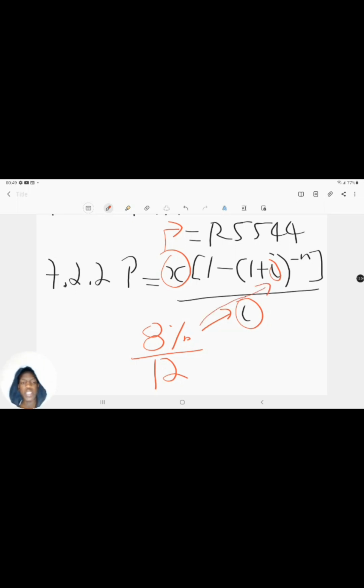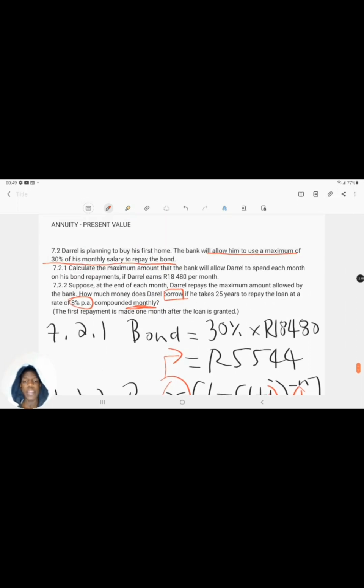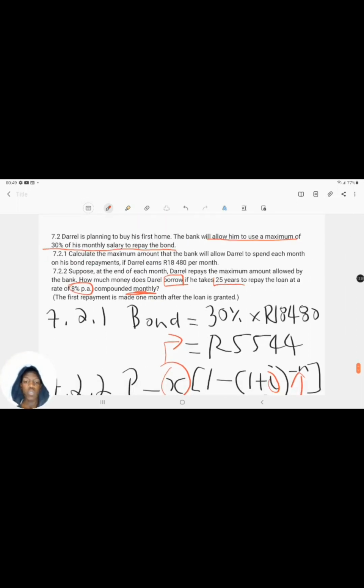That's the interest rate. And then N has been given to us as 25 years. But because it's compounded monthly, you multiply the years by 12. How many months are in a year? You've got 12 months in a year. So you multiply the 25 years by 12. And then you solve. This is a straightforward example. Now you just solve for the present value.